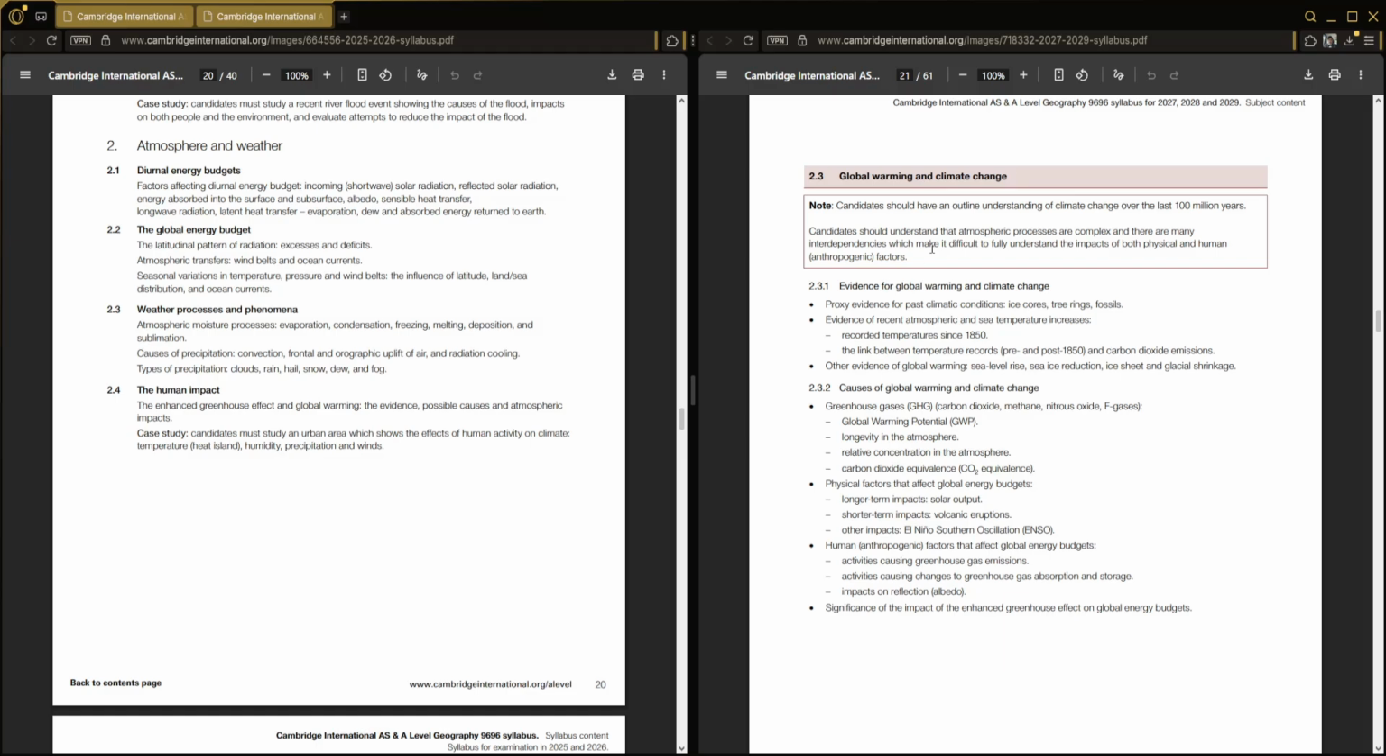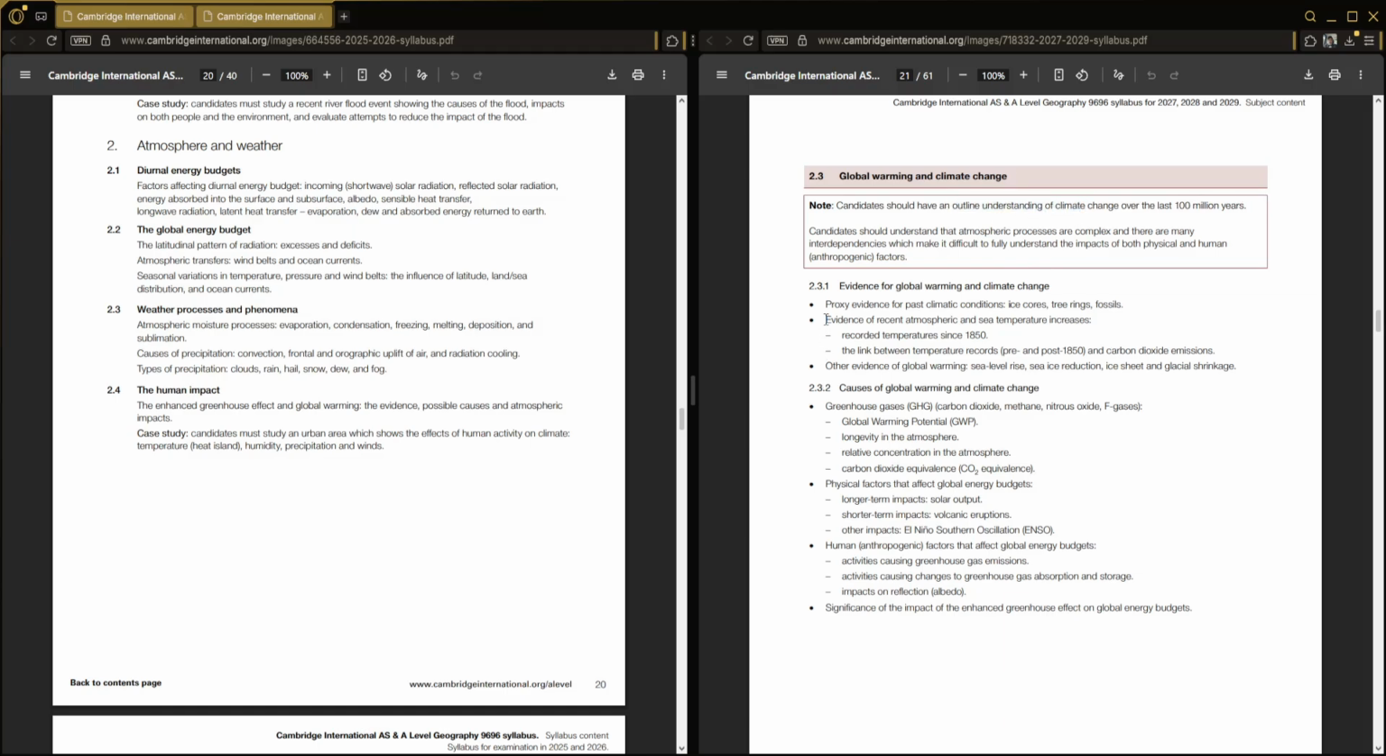Something that's a bit odd to me is that candidates should have an outline understanding of climate change over the past 100 million years, which goes beyond the hockey stick. So when you learn about climate change, you probably learn about the hockey stick, which is a straight line, then it starts to increase. And that's not 100 million years. 100 million years includes ice ages and stuff, which is really odd because that's really, really detailed and probably more degree level geography, but I guess it's just an outline understanding, so it's not that bad.